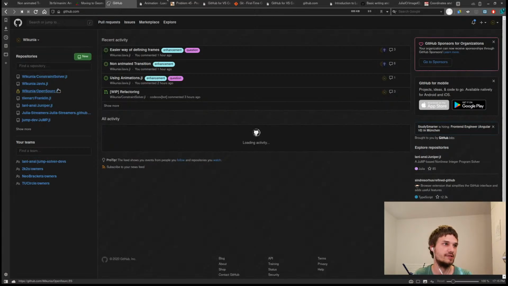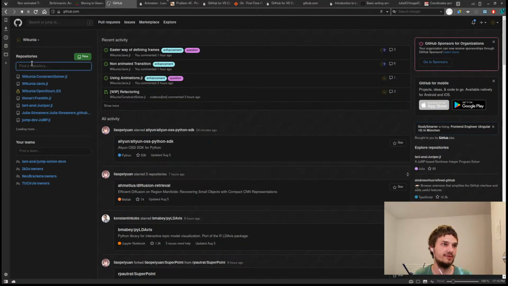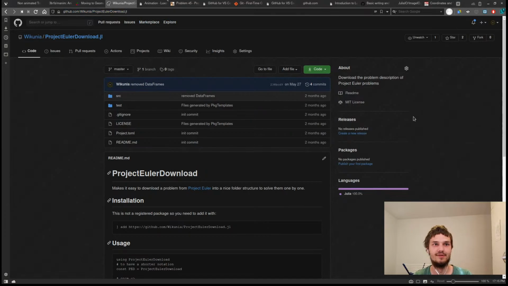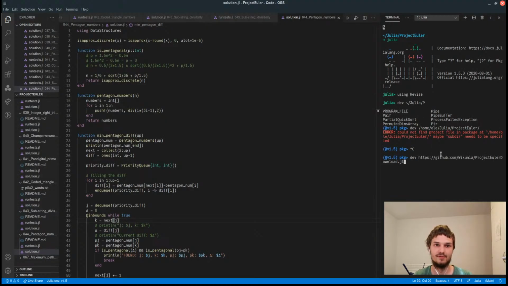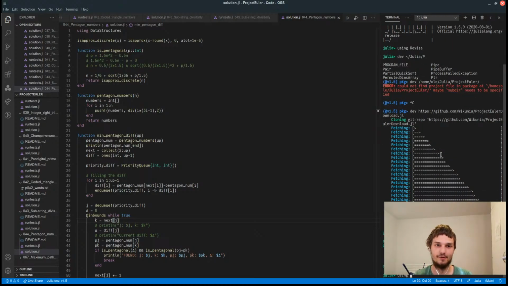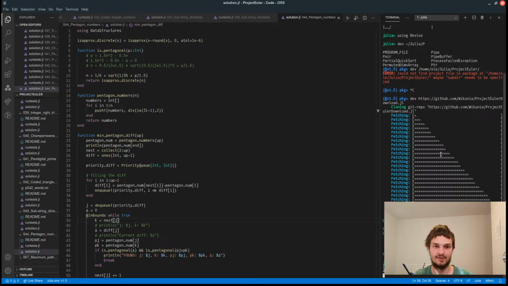As you noticed, I'm even more unprepared than usual. I think this should work. That's just the package I use for downloading Project Euler problems to my working directory, such that I have the structure here from the left. All right.